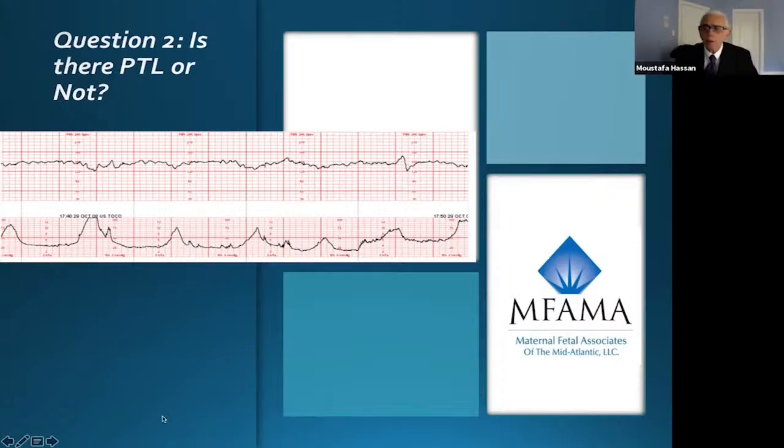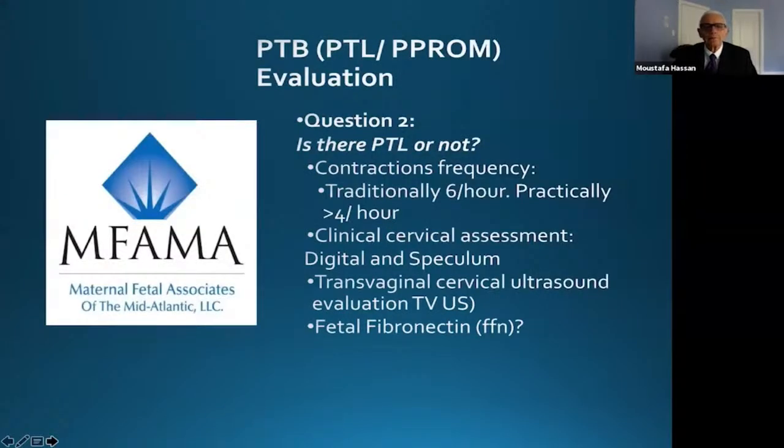Oh, this patient is in preterm labor. Let's treat her. Well, hold on a second. Let's not go that fast. So there are rules that you have to follow. The contraction frequency would be traditionally 6 per hour or more. Practically speaking, I start at least to observe if I have 4 or more per hour, like every 15 minutes.